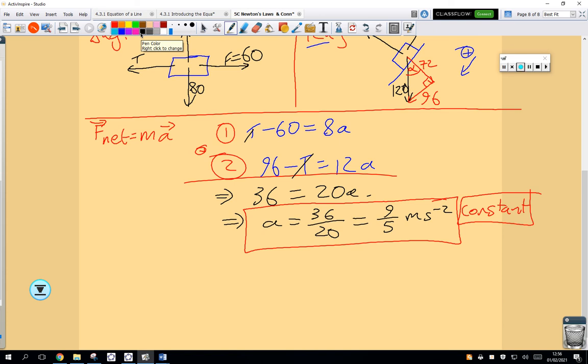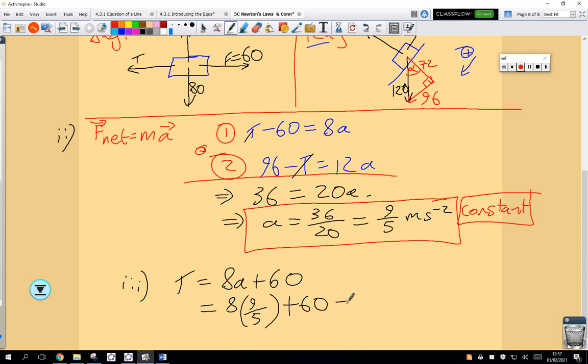To find the tension, well, this is part 3. To find the tension, of course, probably should have labeled this part 2. The tension, well, from equation 1 here we can see the tension, make T the subject of this formula. It's going to be 8a plus 60. I'm just going to substitute in my value for a here, which is 9/5. Okay, so 8 times 9/5, well, that's 72/5 plus 60.